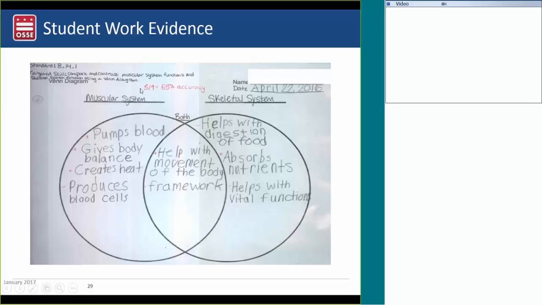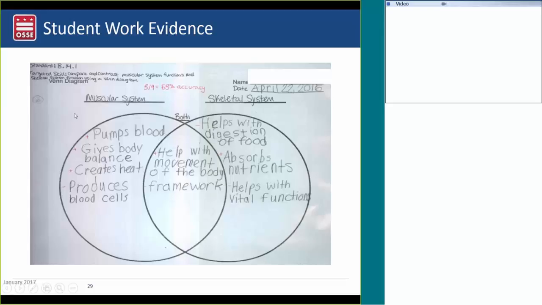This teacher included the fraction, 5 out of 9 correct, 55% accuracy. This actually is a 5. It almost looks like a 6, but it's a 5. Okay, so if we go down here, we have 1, 2, 3, 4, 5 correct as pluses. We have 1, 2, 3, 4 incorrect. So they did get 5 out of 9. Total of 9 possible responses, 5 were correct.